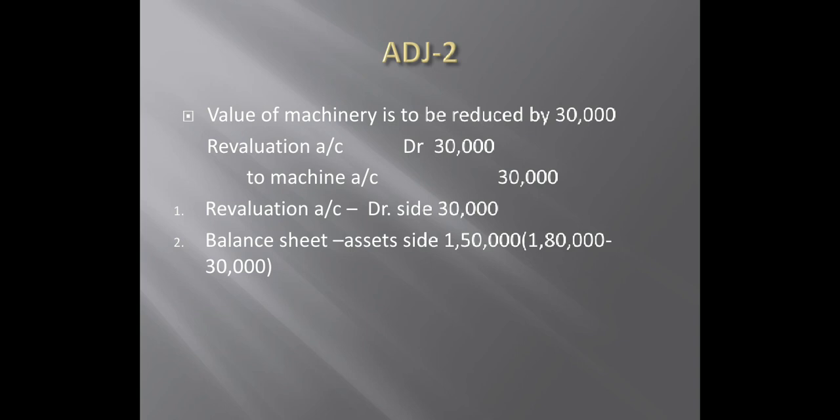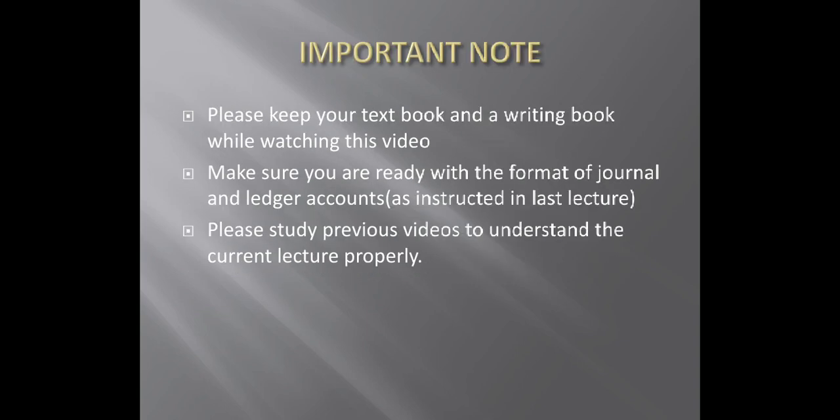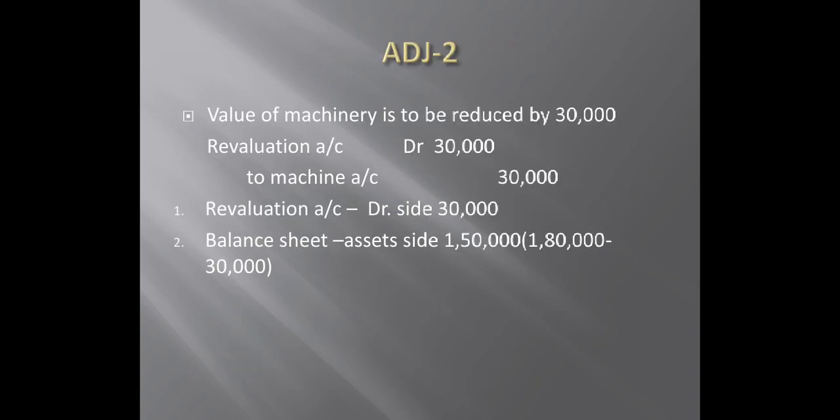Then the second effect in the balance sheet, asset side: 1,50,000, the new value of machine. How? What is the old value of machine? It is 1,80,000. It is given in the old balance sheet. Here you can see it is 1,80,000. And now they say that the value of machine has been reduced by 30,000. That means from 1,80,000, 30,000 has reduced. So what is the new value? It is obviously 1,50,000.